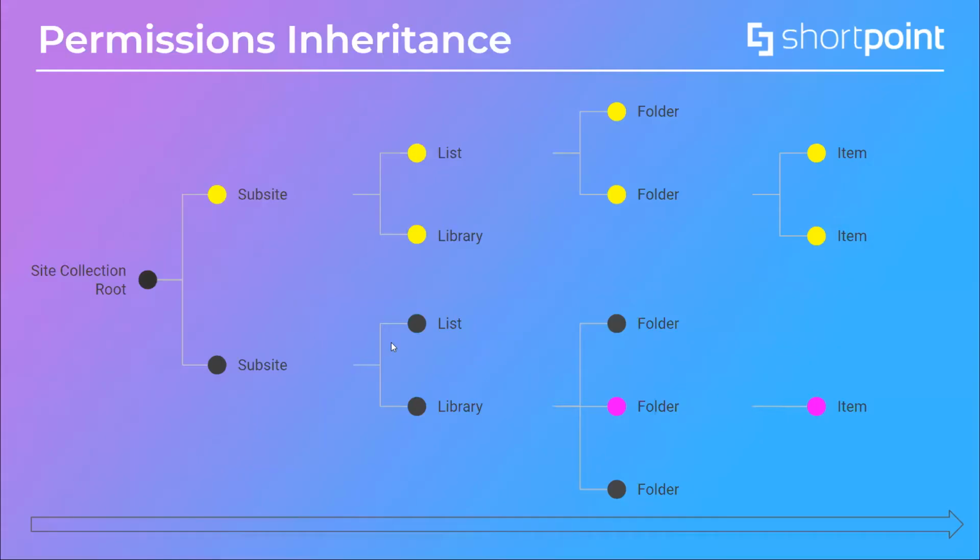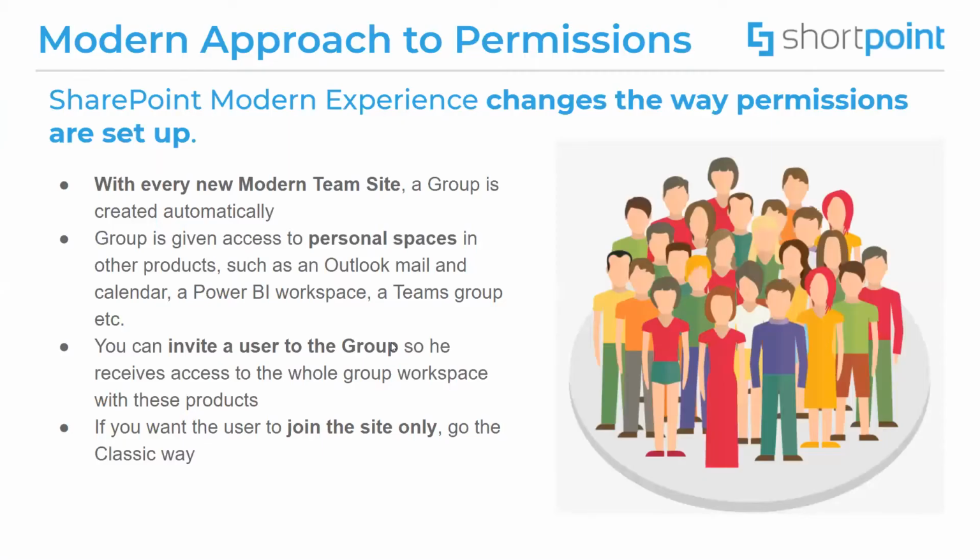Returning back to the presentation. Next topic is a little bit to talk about the modern approach to permissions. So SharePoint modern experience changes the way the permissions are set up. We already discussed in one of our previous videos that with every new modern team site, a group is automatically created. And this group is like a personal space that people can share, and they use other products that are not only a SharePoint site, they also use Outlook, they use a Power BI workspace, they use a Teams group, they can share Stream videos there.